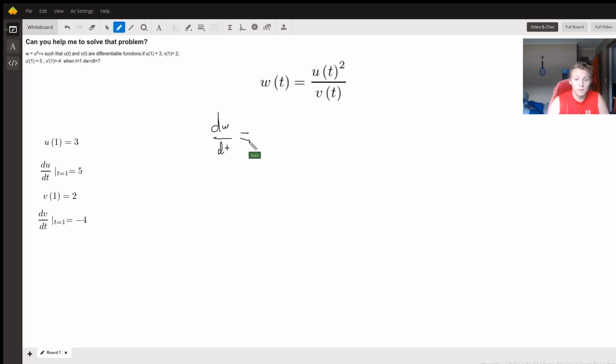What is this equal to? Well, it's not just the derivative. You can't just take the derivative of this quotient by the derivative of the top divided by the derivative of the bottom. You need to use the quotient rule.